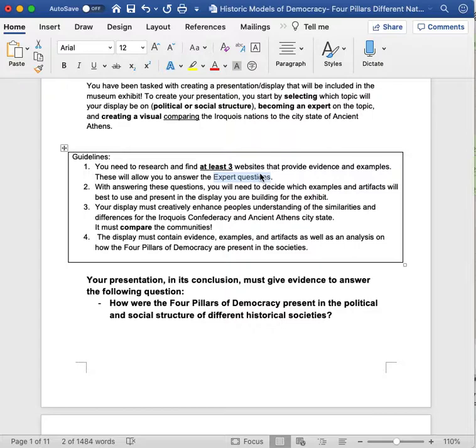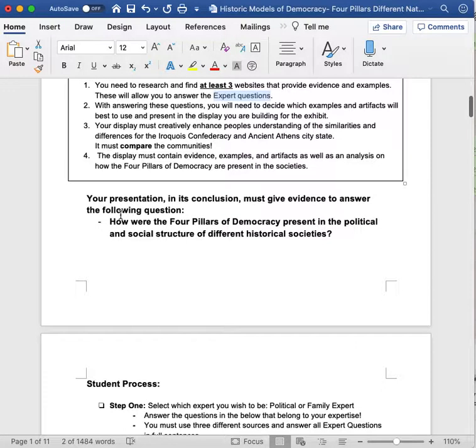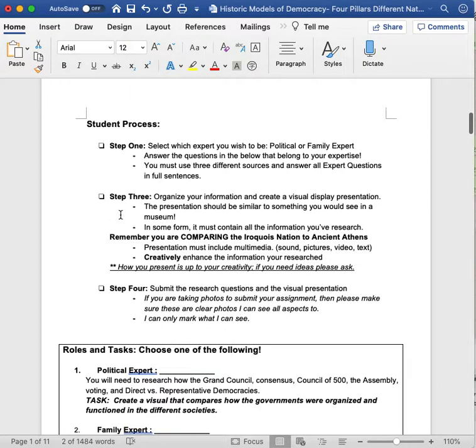I want you to kind of spell that out. Okay? Your presentation, in its conclusion, that basically means by the end of it, must give evidence to answer. So it has to answer this question: How were the 4 pillars of democracy present in the political and social structure of different historical societies? All right? So here's your process.